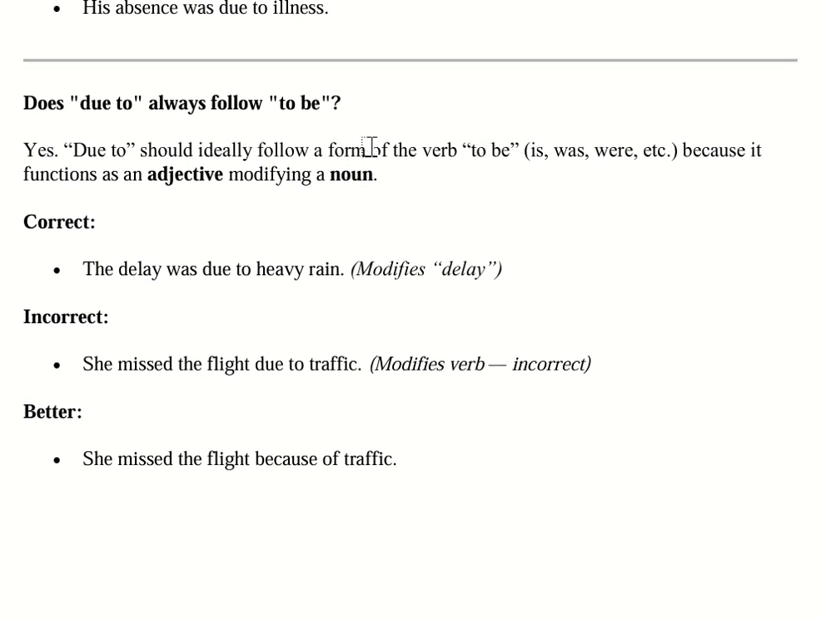If we move to the next one, does due to always mention to be? Yes, due to should ideally follow a form of the verb to be. Here it is mentioned that due to usually follows to be. So always remember that after a to be you can't use because of. You should always use due to for mentioning reason.